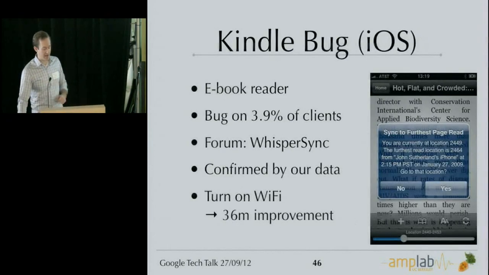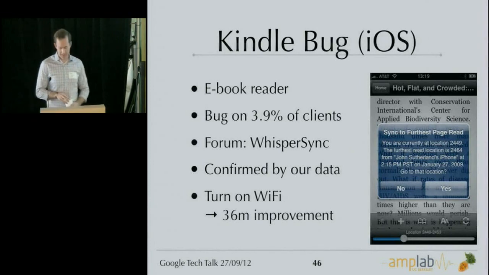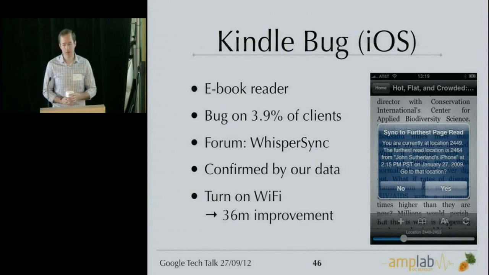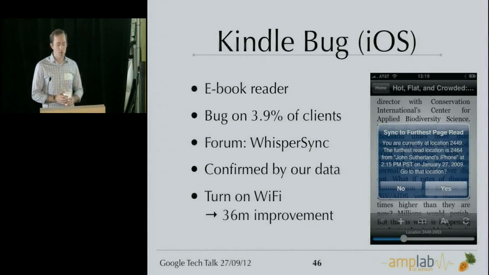So one example of an energy bug that we found was Kindle running on iOS. I particularly like this example. I think it was really interesting. So this was reported as a bug on 3.9% of the clients. So a relatively small fraction of the people running the Kindle app were seeing way more energy drain than the other users. And this had already been sort of discovered by frustrated users who were running the Kindle app, and they were complaining on the forum.